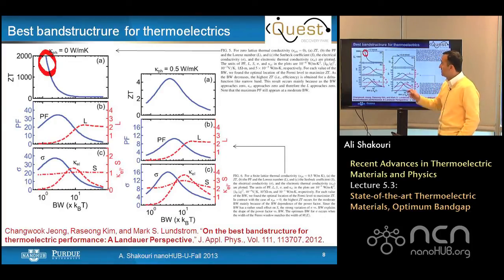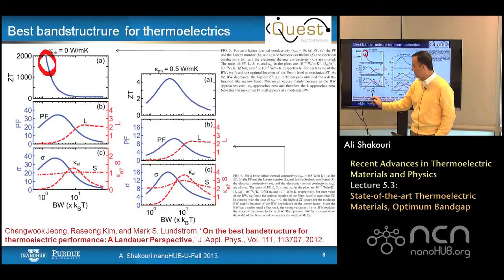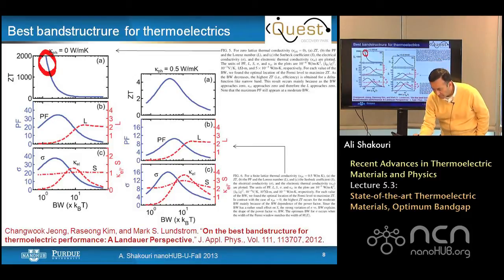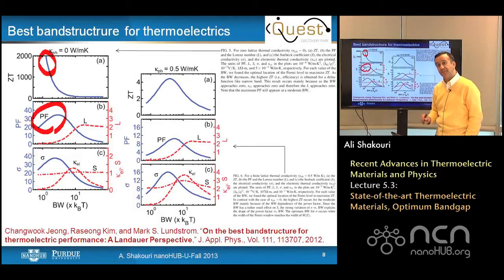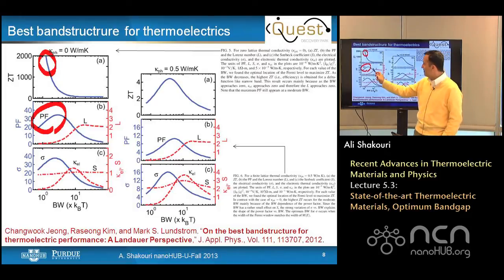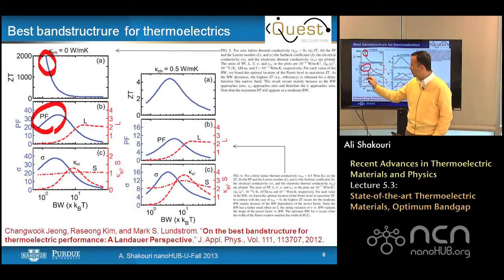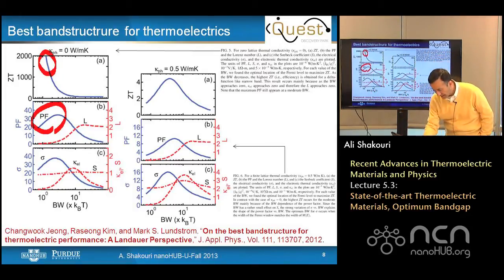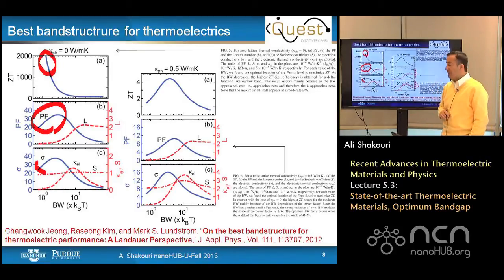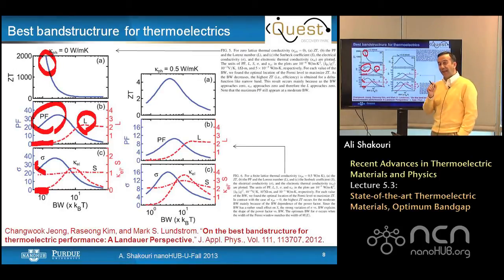Basically, their prediction is, of course, when you get to the delta function, you get ZT kind of diverging, with very small bandwidth, kT or lower, large ZTs. But you see already the power factor, S squared sigma, Seebeck coefficient squared times sigma, has a maximum at finite width. When you go to a smaller width, because conductivity becomes smaller, your power factor is smaller. So really the main reason ZT is diverging is the Lorenz number, the electronic contribution to the thermal conductivity, that goes down, and that's a key parameter.